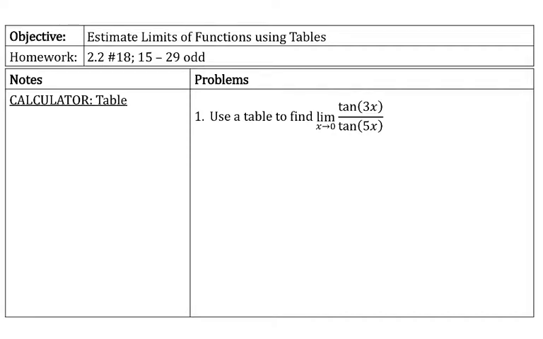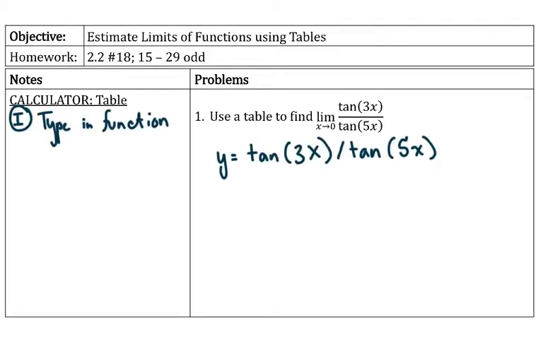First thing we're going to do is use a table to find the limit. The way that we're going to do that is we're going to start by putting in functions on our calculator. So grab that out, and we're going to start. Just type in the function in your y equals space, as if you were going to graph it. In this case, you'll just type in y is equal to tan of 3x, make sure you've got these parentheses, divided by the tangent of 5x.